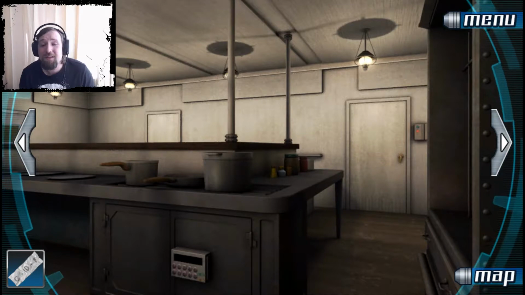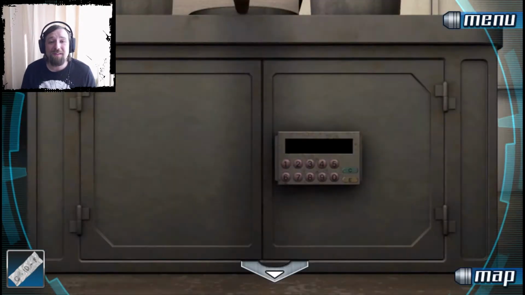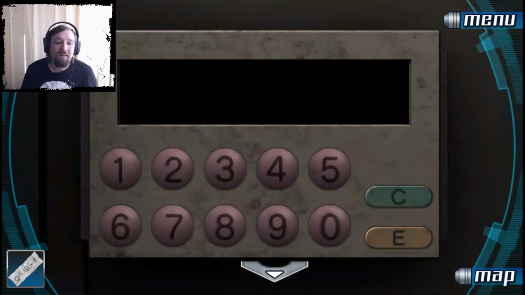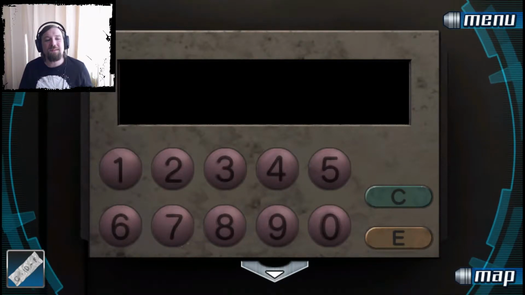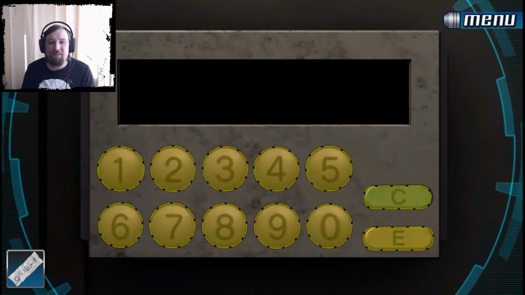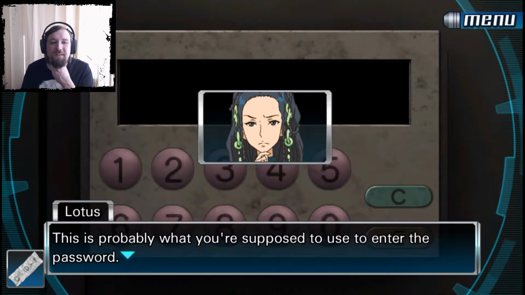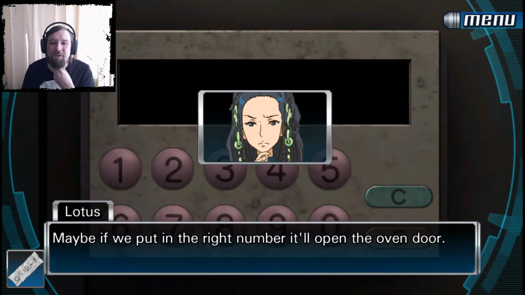We are still in the kitchen here. We've got a piece of paper from the pork. I think that's going to be our code. I'm not exactly sure how it's going to work. I assume it's like A, B, C, so 3. This is probably what you're supposed to use to enter the password. Maybe if we put the right number in, it'll open the oven door.